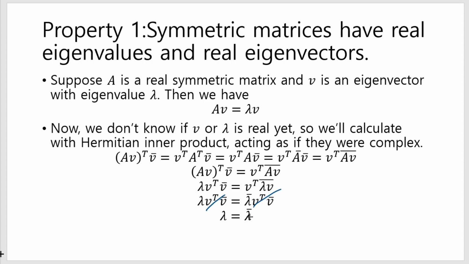Okay, so it looks like a complicated proof, but all you have to remember is that real symmetric matrices are self-adjoint under the Hermitian inner product. In other words, AV dot V is the same as V dot AV. Okay, so this can move to the other side. All right.